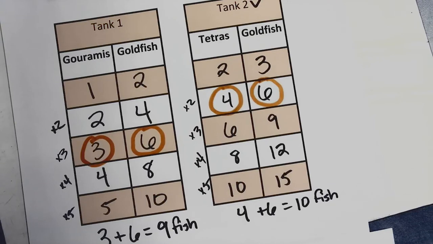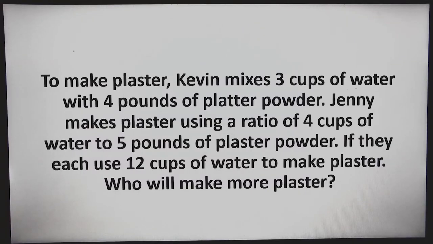Okay, I want you to try this next problem on your own, and I want you to create a ratio table to see what answer you get. So here's your problem. To make plaster, Kevin mixes 3 cups of water with 4 pounds of plaster powder. Jenny makes plaster using a ratio of 4 cups of water to 5 pounds of plaster powder. If they each use 12 cups of water to make plaster, who will make more plaster? I'm going to give you some time and I want you to try this. Create a ratio table and see who will make more.